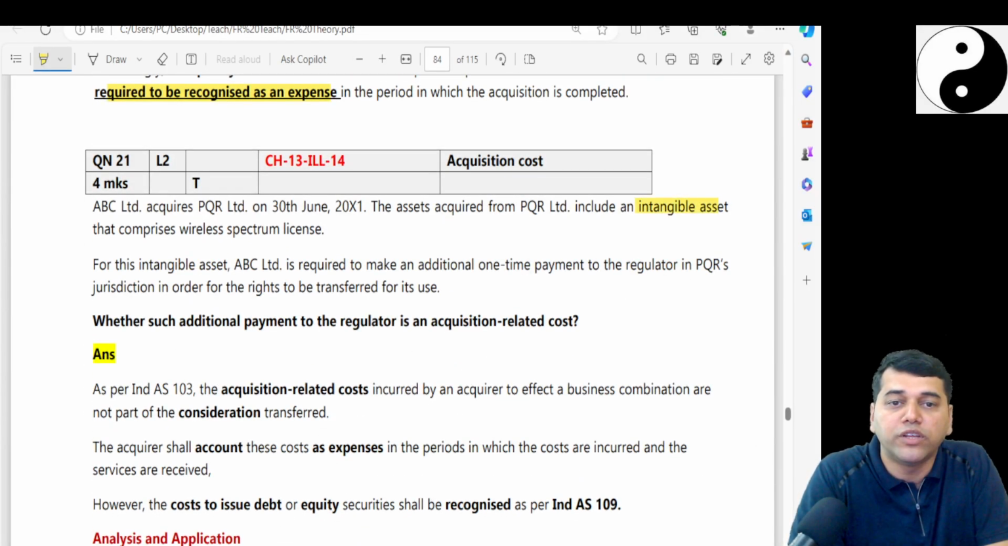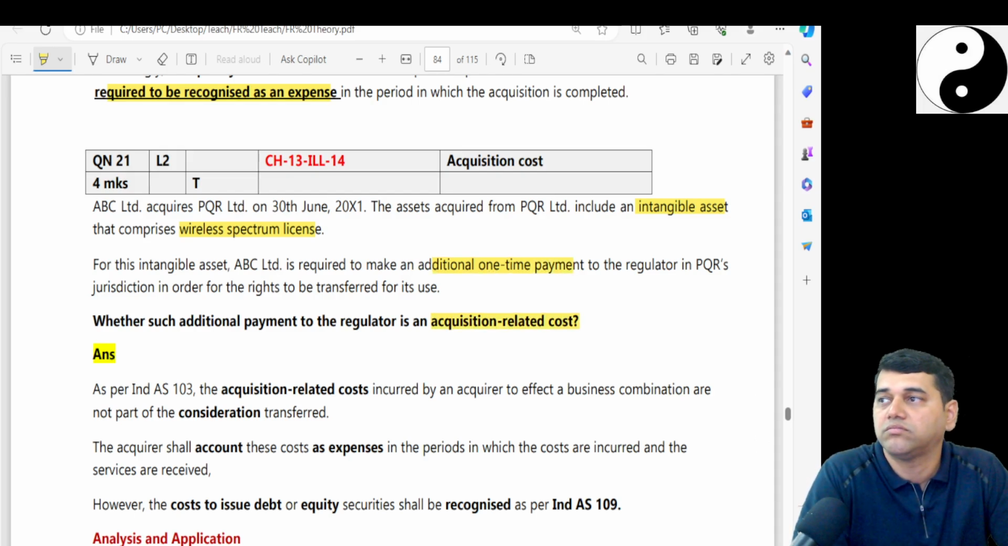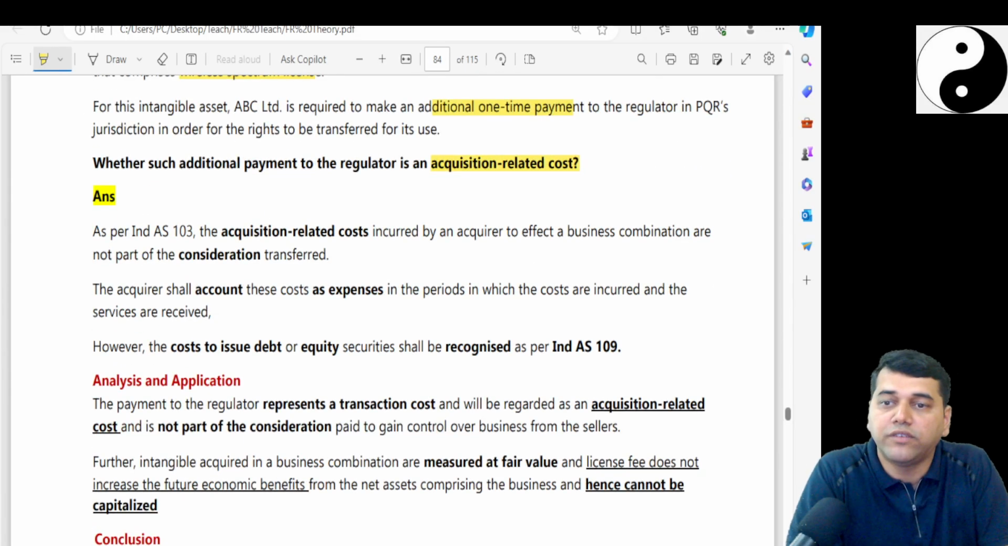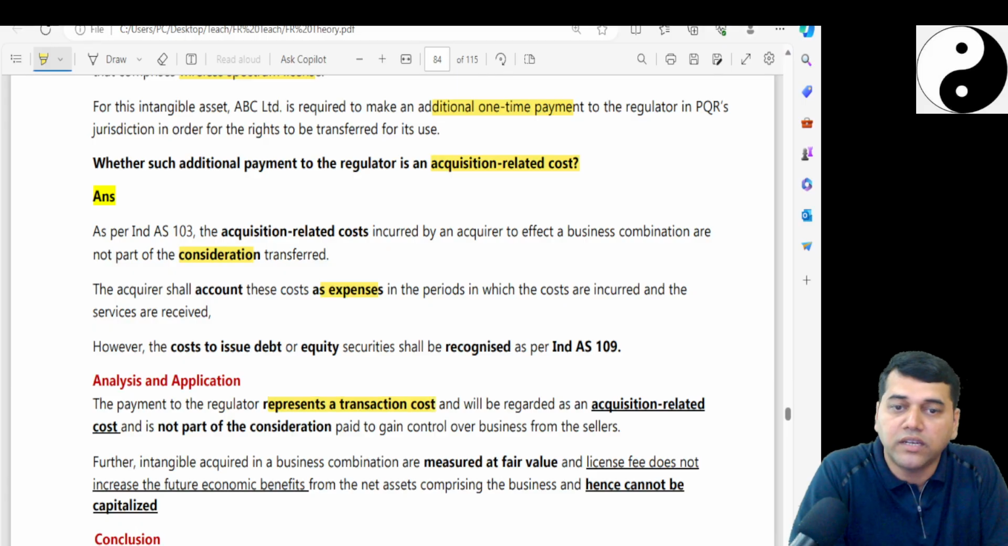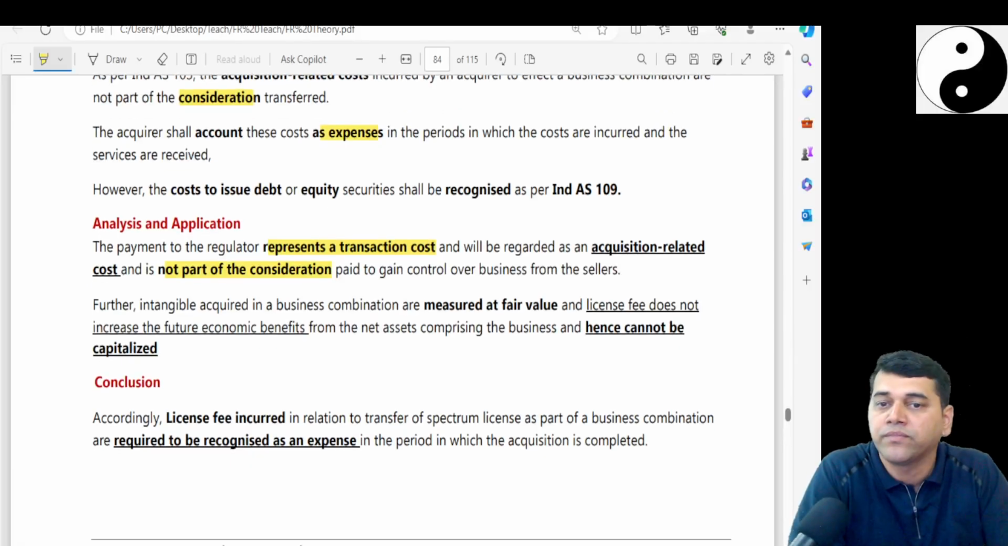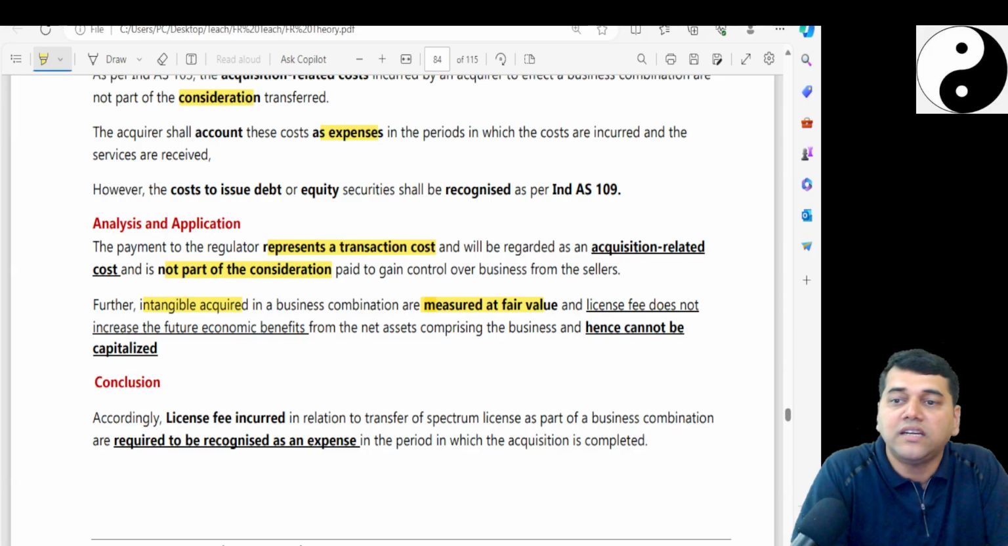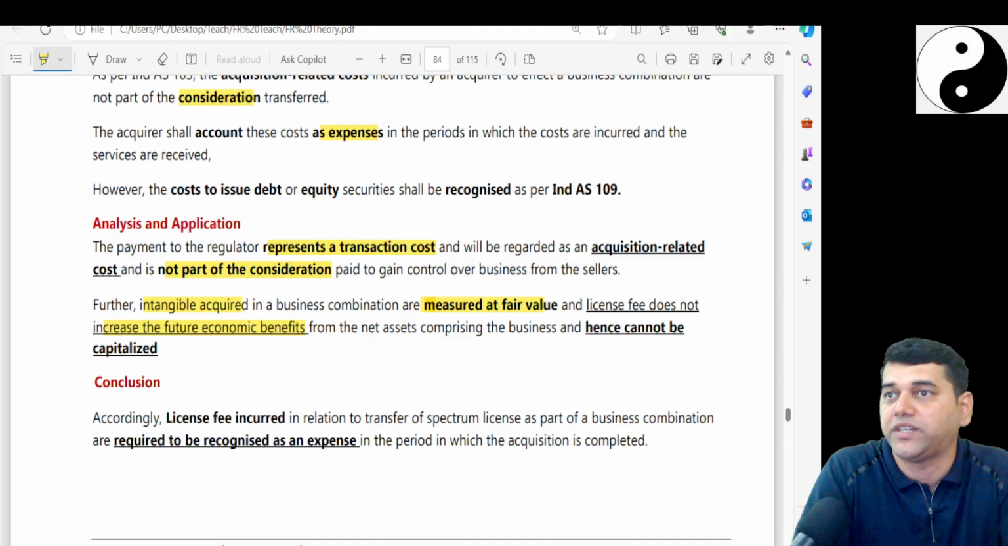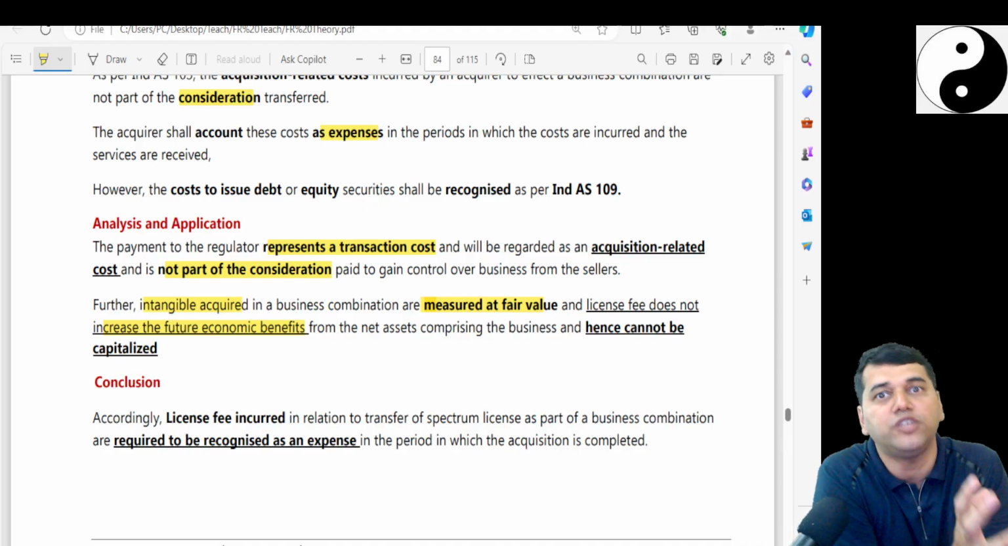Similarly, ABC acquired PQR. Assets were acquired, including one intangible asset, a wireless spectrum license. They have to make an additional one-time payment. Is such additional payment an acquisition related cost? Yes. Acquisition related costs are not part of the consideration, so you have to account for it as an expense. The payment to the regulator is an acquisition related cost, because again you pay to the telecom authority. Intangible assets are required to be measured at fair value, and this license cost is not going to increase the benefit or the capacity to increase the fair value.